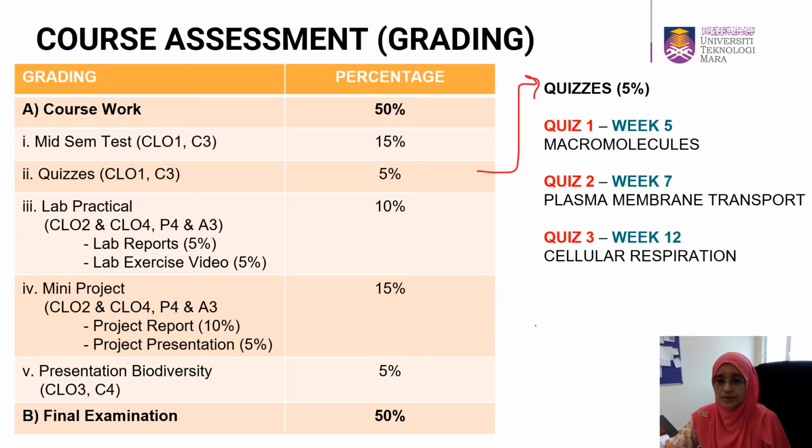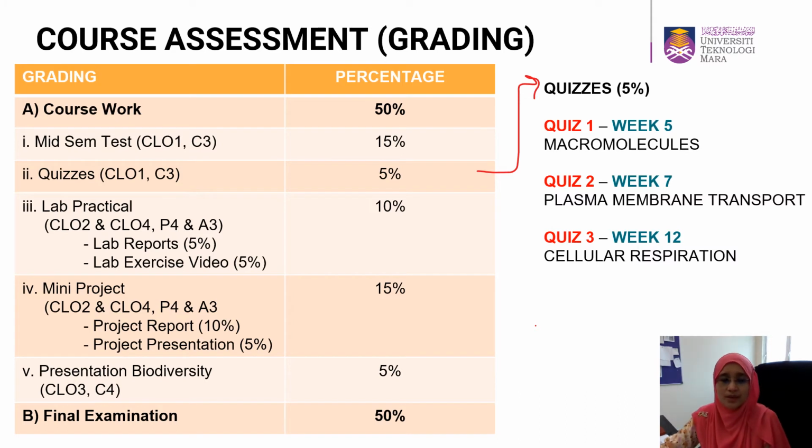Okay, 3 quizzes. Quiz 1 will be given during week 5, which is on macromolecule. Quiz 2 during week 7, which is on plasma membrane transport. And week 12, you will be given quiz 3, which is on cellular respiration. Okay, so the total percentage for quiz is 5%. Okay, so C3 is what? Application. So you are going to learn on this chapter, and you are going to apply the knowledge in your quiz.